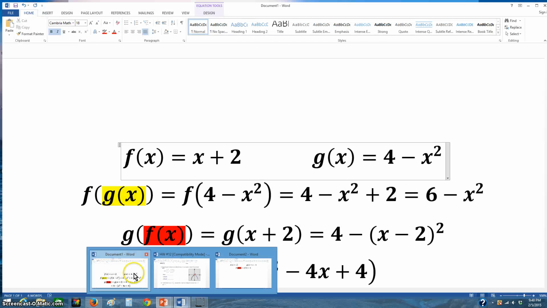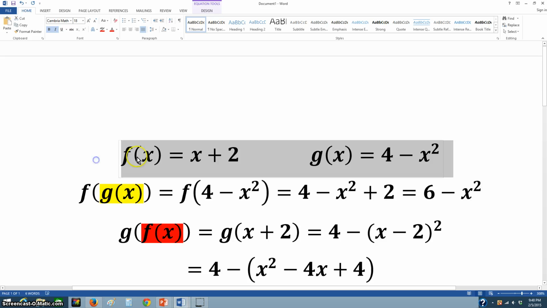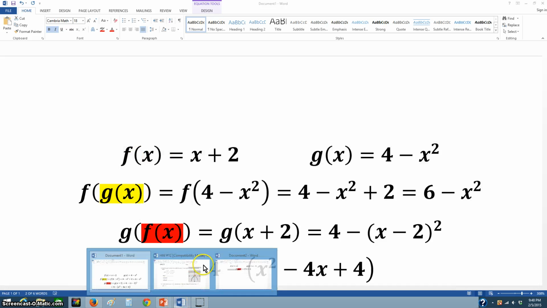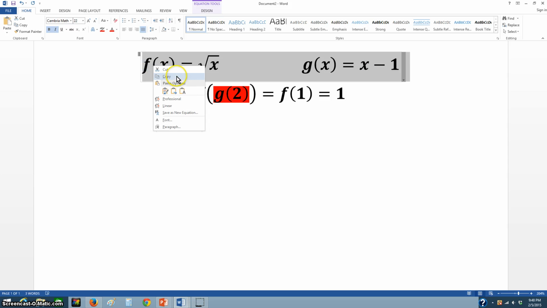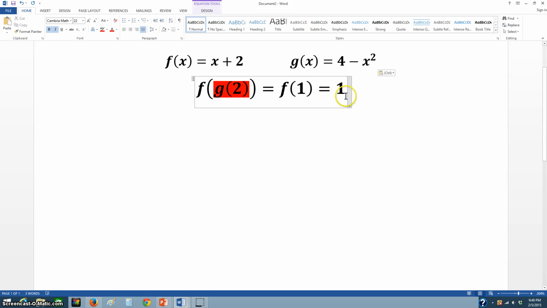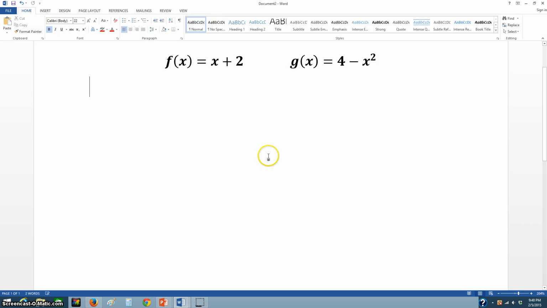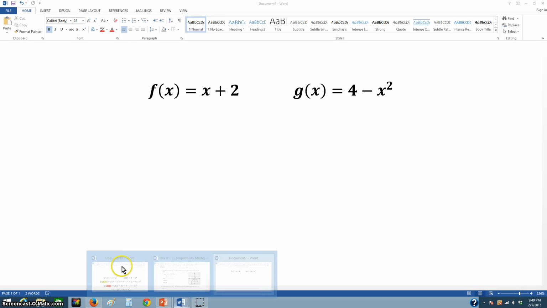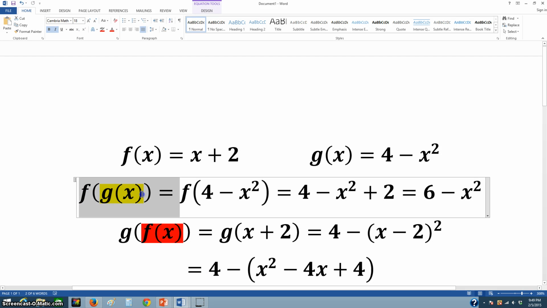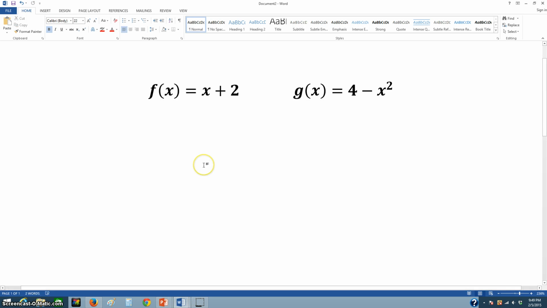So let's go ahead and do that right quick. So let me just replace what we have here. Okay, so those are my new functions. And now we're going to go ahead and work on the first one. The first one can be rewritten as f of g of x.